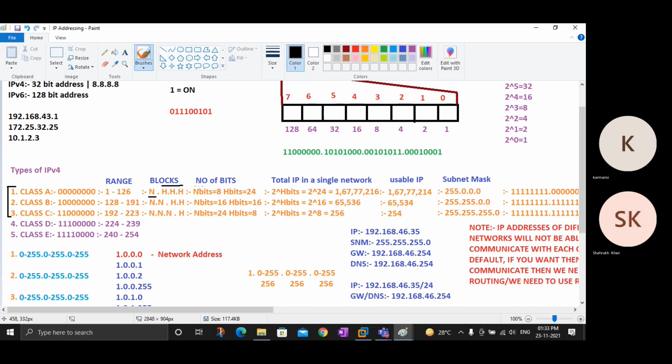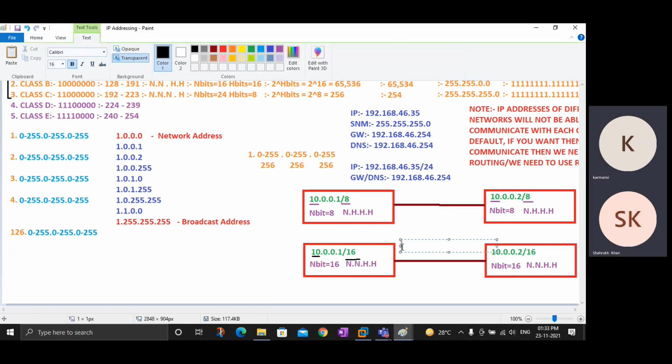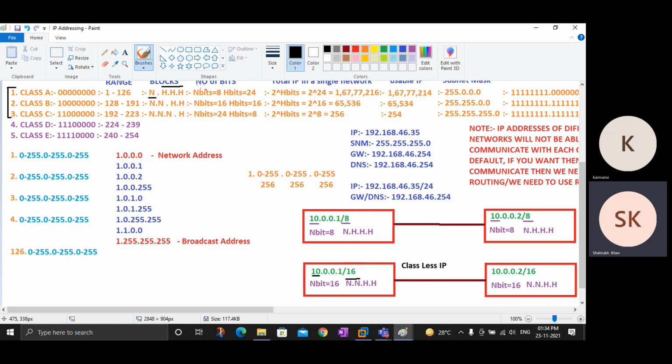If they are different, like we talked about yesterday, where the range was of class A but the network blocks were different, that was not classful IP addressing. I would say it was classless IP addressing. How do we determine that it's classless, just by looking at the IP address? For that you need to remember these values. If you just remember only these two, it will work.